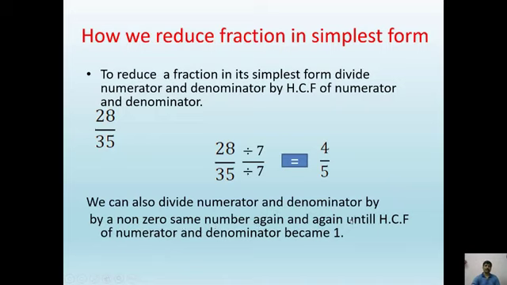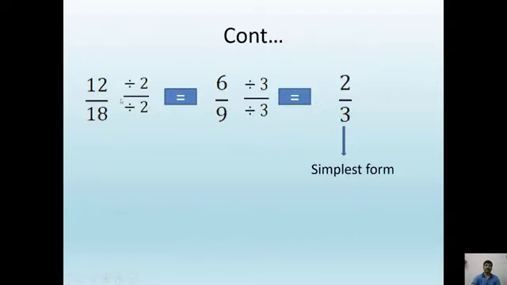We can also divide the numerator and denominator by a non-zero same number again and again. It is not compulsory to directly divide by the highest common factor. We can divide numerator and denominator by another non-zero same number again and again until the HCF of numerator and denominator becomes 1. For example, here the fraction is 12 upon 18. We are first dividing by 2.